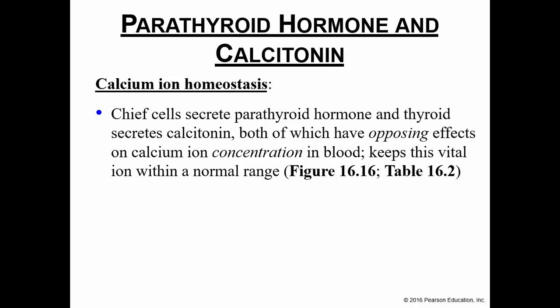And both of those have to do with your calcium ion concentration. They are antagonists because they have opposing effects. If the thyroid gland secretes calcitonin, it's because of a high calcium ion concentration in the blood. But if the chief cells secrete parathyroid hormone, it's because of a low calcium ion level in the blood.